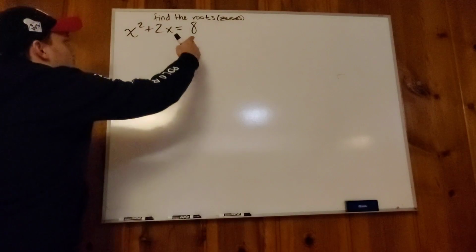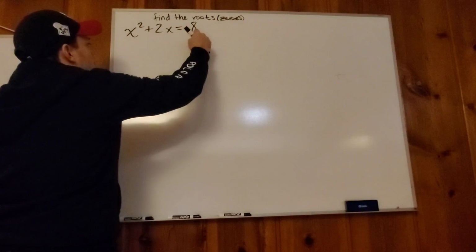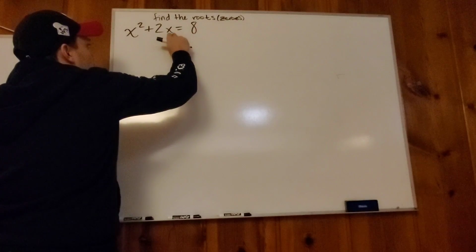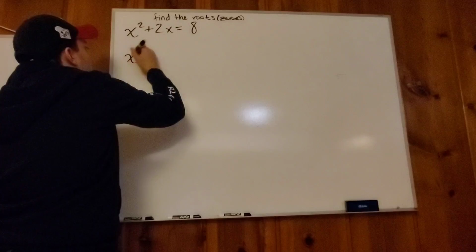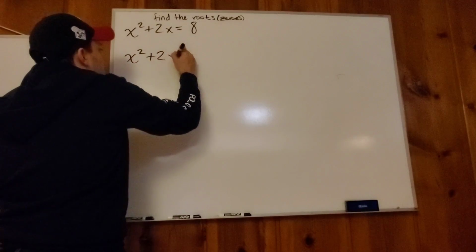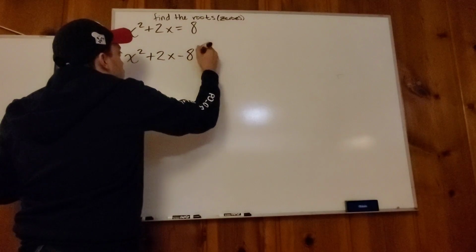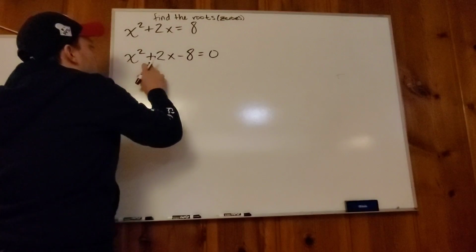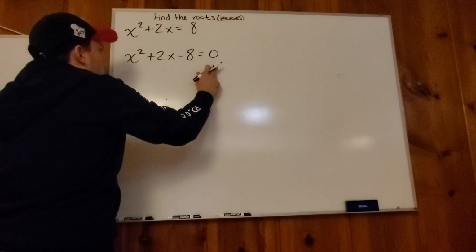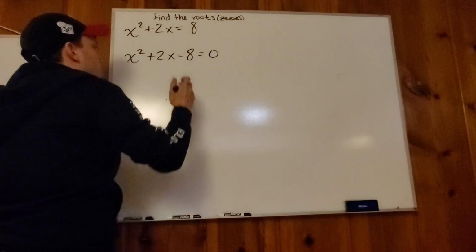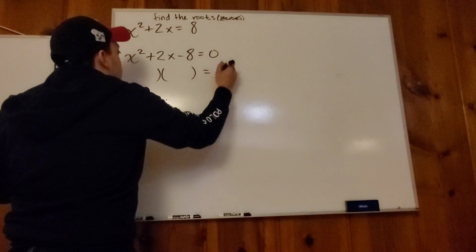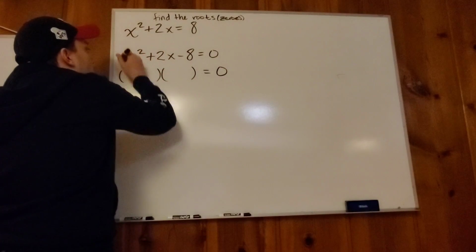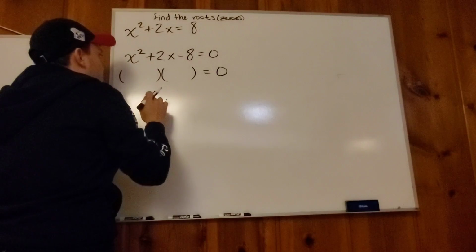So to find it, we're going to move the 8 to this side, and because this is positive and we have to move it to this side so it becomes 0, we have 8 subtracted. So it's going to be x squared plus 2x minus 8 equals 0. Now, this is important. This is where we're going to factor. This is going to be an easier factoring because we don't have a coefficient in the first term.